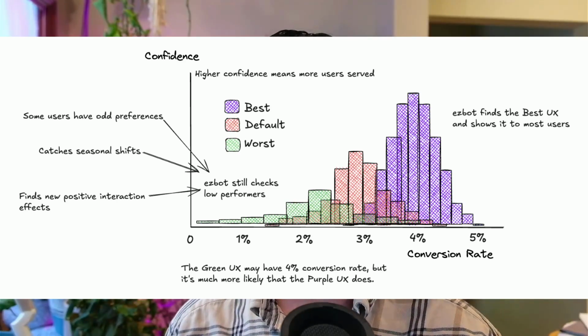This is commonly known as the exploration-exploitation trade-off. There's deep research into this area. Ezbot has a little bit of secret sauce. Suffice it to say, it's similar to how OpenAI makes their words more or less spicy.